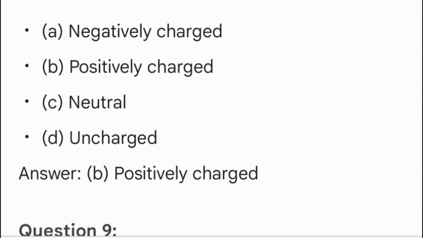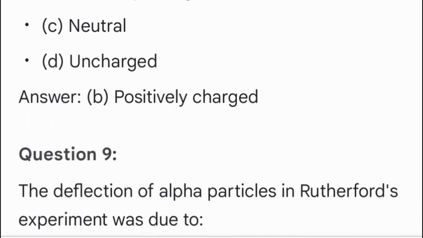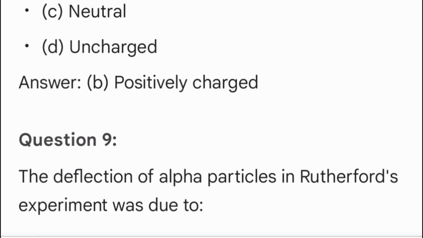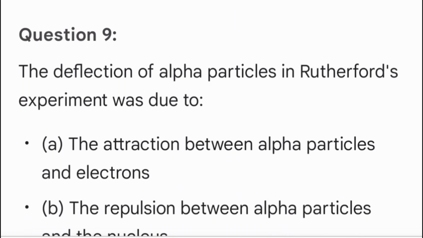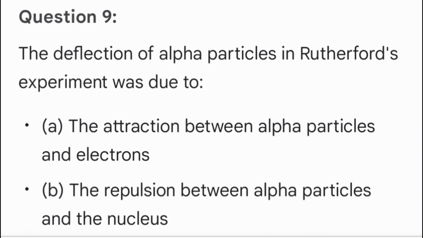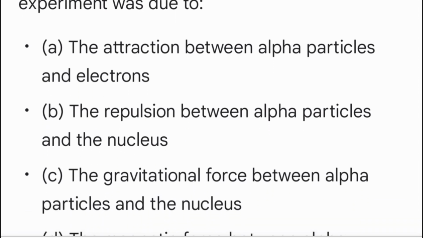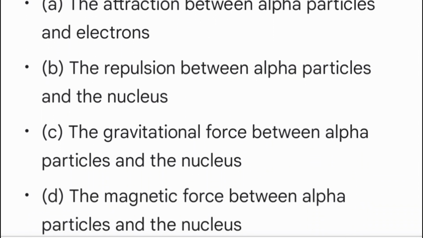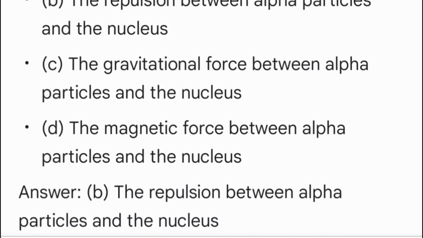Positively charged. Question 9. The deflection of alpha particles in Rutherford's experiment was due to A. The attraction between alpha particles and electrons, B. The repulsion between alpha particles and the nucleus, C. The gravitational force between alpha particles and the nucleus, D. The magnetic force between alpha particles and the nucleus. Answer: B. The repulsion between alpha particles and the nucleus.